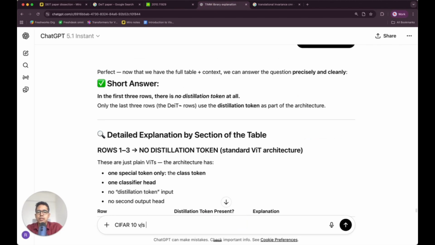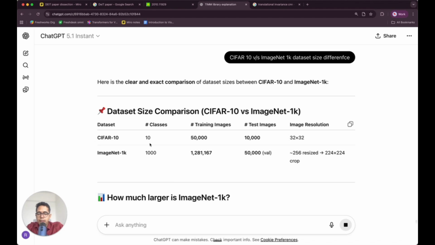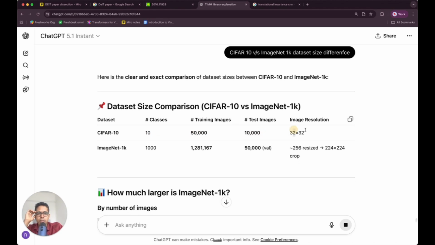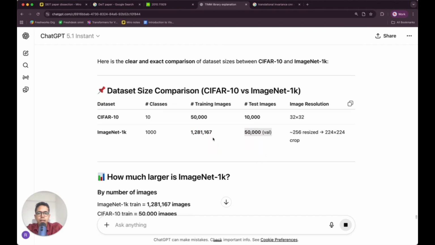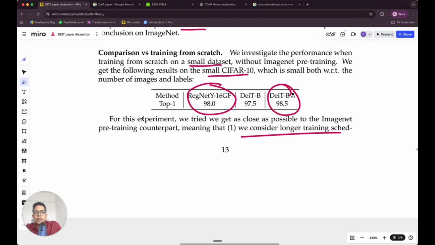Let me actually compare CIFAR 10 versus ImageNet 1K dataset size difference. So CIFAR 10 is a 10 class classification, 50,000 images in training, 10,000 in testing, 32 by 32. ImageNet 1K has 1,000 classes, of course, 1.2 million images and 50,000 for validation. So obviously this is what? 20x bigger, right? At least minimum 20x bigger, 25x actually to be exact. So that is the size difference. Okay, fine. Now let's move on.